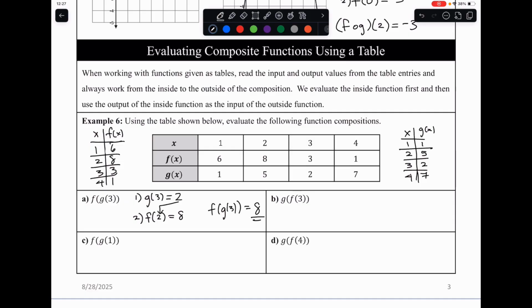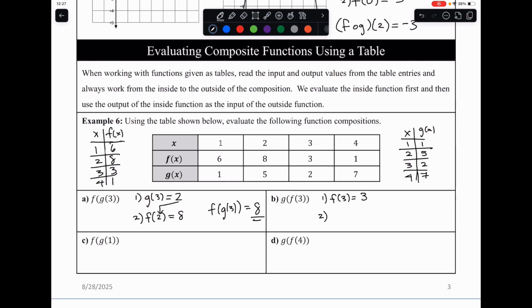Now, the second example, same strategy, but now we're going in the opposite order. We're not going to start with g. We're going to start with the inside function, f of 3. So that's step number 1. So we look at the right table, f over here, and look at where the x value is 3. The output value is also 3.